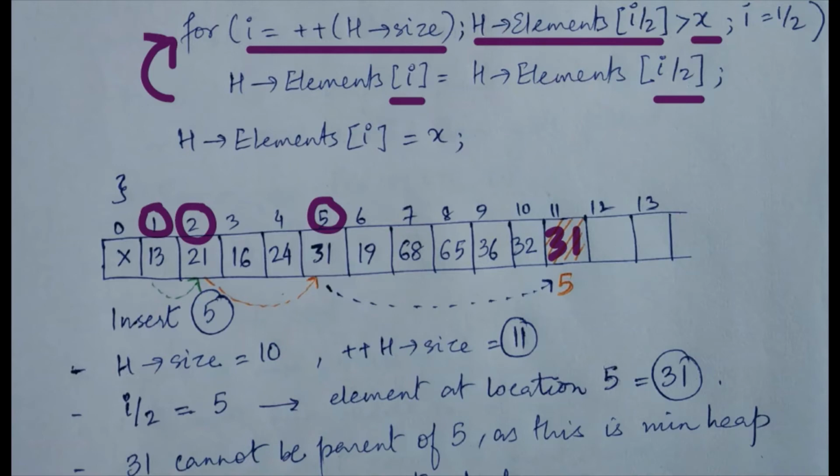So when I is changed to I by 2, which is 1, what is 1 by 2? 1 by 2 is 0. What does 0 have? 0 has the min value. So when you compare 5 with min value, 5 is not less than min value. So you come out of the loop and you put the 5 in location I, which is 1. So location I is 1. So element 1, 5 is put here.